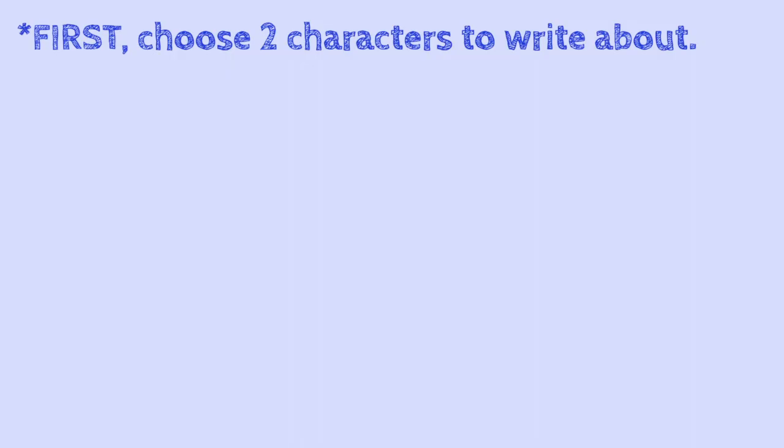Now that you understand how dialogue works on stage, let's write some. Step 1. To write your dialogue, you're going to need characters. First, choose 2 characters to write about. These can be any characters you want. I have another video called Make Your Own Character that takes you through the process of creating a brand new, never before seen character. So if that's interesting to you, you can look it up.